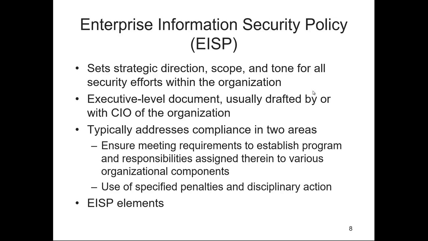Enterprise Information Security Policy is also known as a General Security Policy, IT Security Policy, or Information Security Policy. This policy sets the strategic direction, scope, and tone for all security efforts within the organization. The Enterprise Information Security Policy is an executive level document usually drafted by or with the CIO of the organization, and it's usually 2 to 10 pages long.